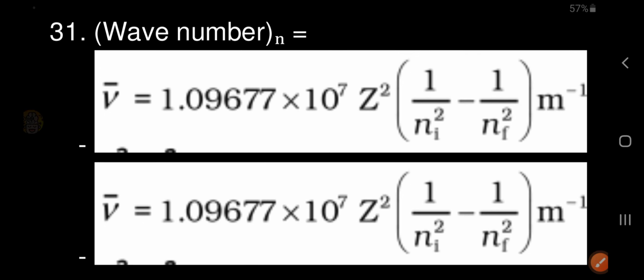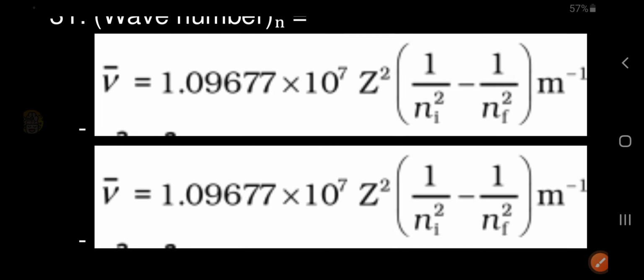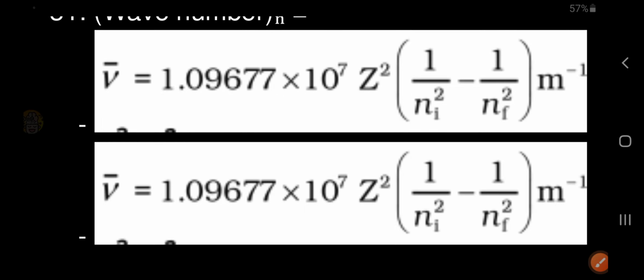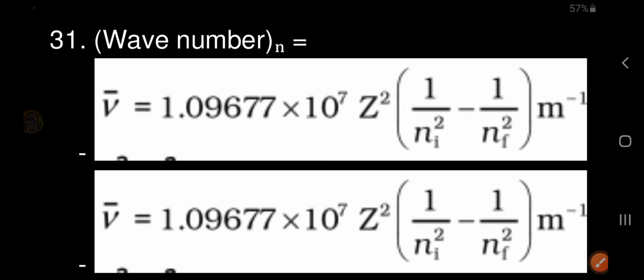Wave number of the nth orbit. Wave number is equal to 1.09677 into 10 to the power 7 Z square into 1 by n initial square minus 1 by n final square, meter inverse.